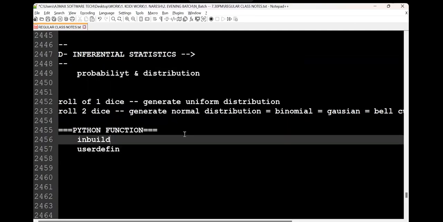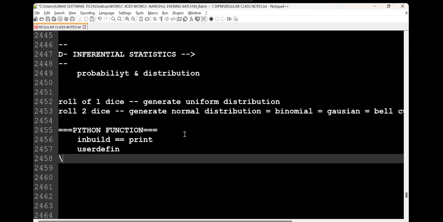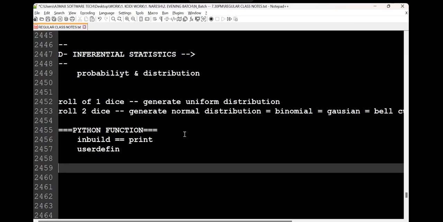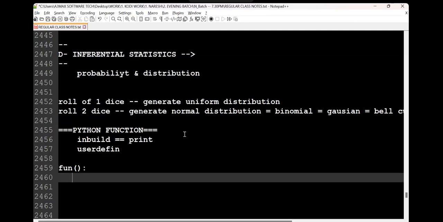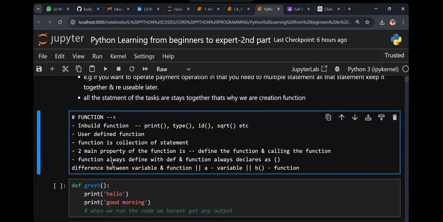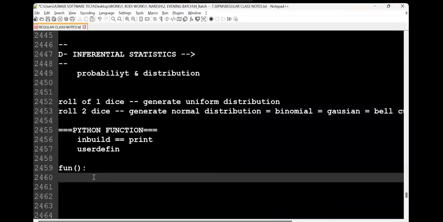Inbuilt functions, we have many, like print. And remember, every function ends with open bracket, close bracket, with a colon, and by default 4 spaces of indentation. Conditional statements also use a colon and 4 spaces in Python. Just go here. 2 main properties of the function: define the function, call the function. Okay, so just go here.